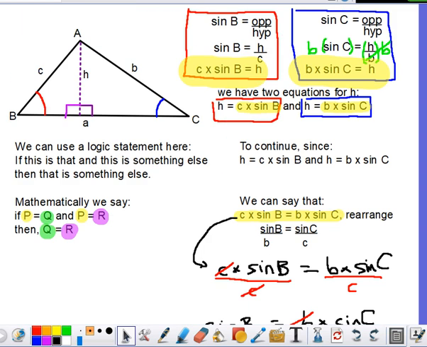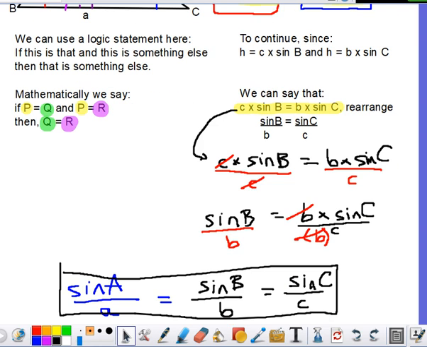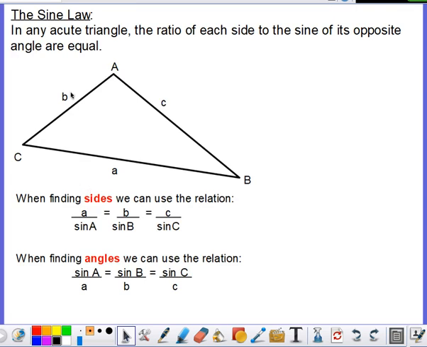Here it is. Now, if this slide didn't really make a ton of sense, that's not the end of the world. I just wanted to show you the theory behind this, and I'm not just pulling this out of a hat. Someone down the line mathematically proved this, and that's why we're able to use the sine law today. The sine law states that in any acute triangle, so basically in any non-right triangle, the ratio of each side to the sine of its opposite angle are equal to one another. That is the sine law in words.